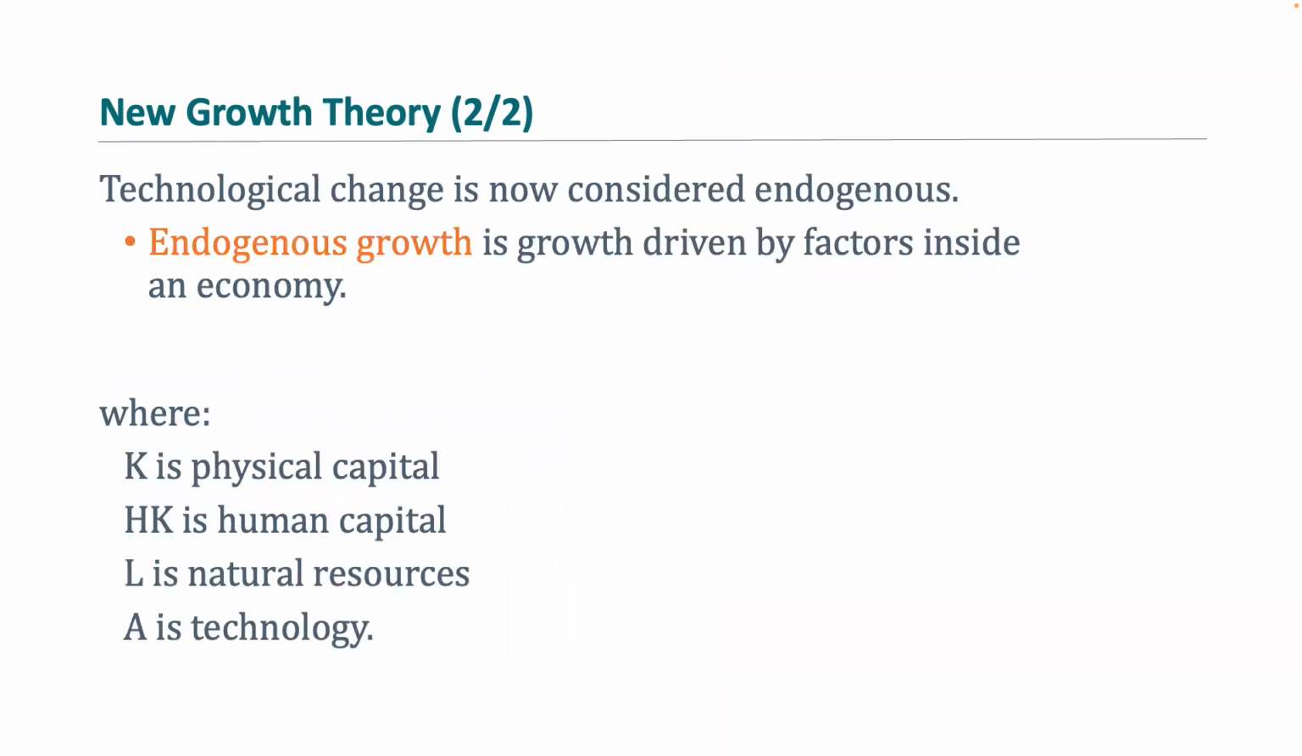Now, technological change is considered to be endogenous, meaning that there are factors inside an economy that can cause that growth to happen. And we are still using some of the same function aspects. So we have A times F, the function F of K, HK, L, and institutions. K is still going to be capital, physical capital. HK is still going to be human capital. And L is going to be those natural resources. A is still technology. We're just adding in institutions.